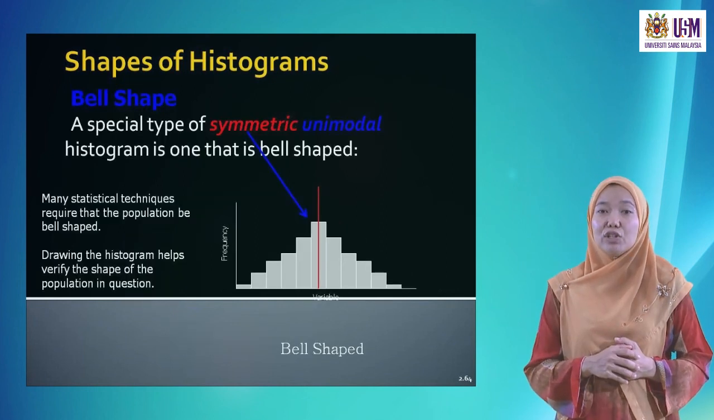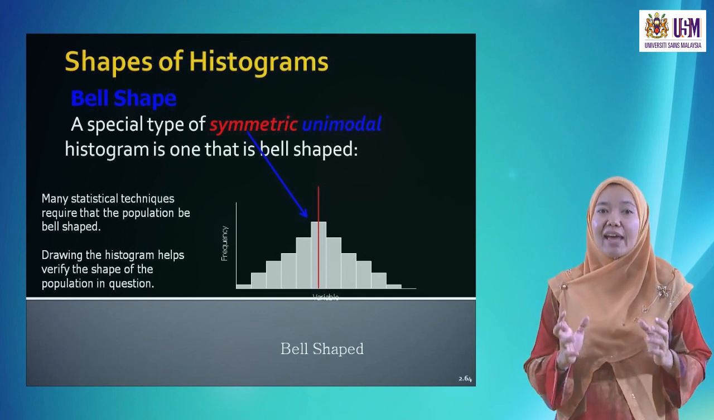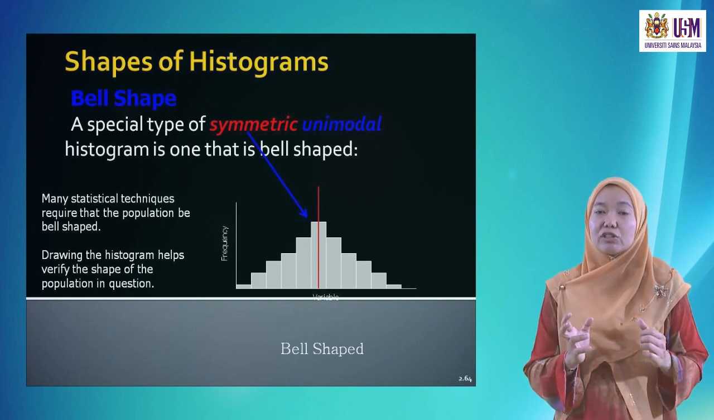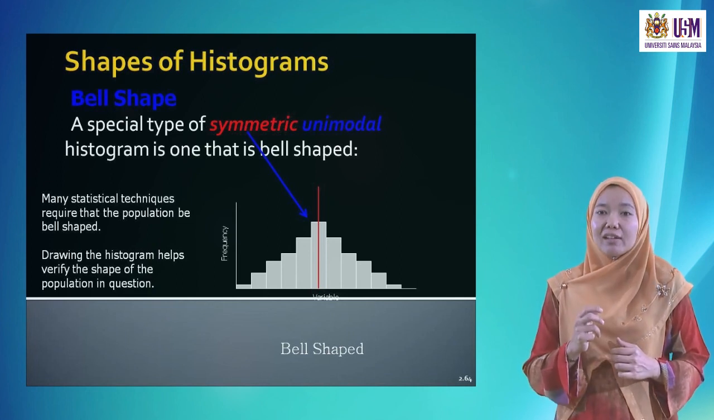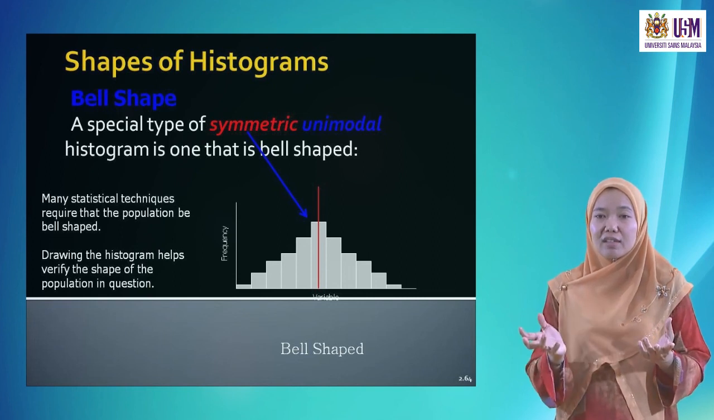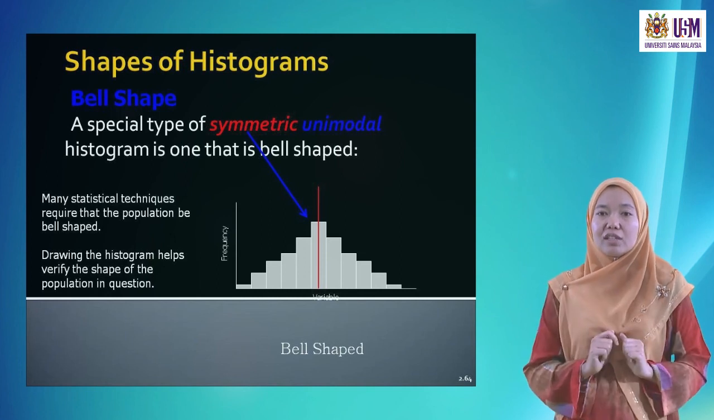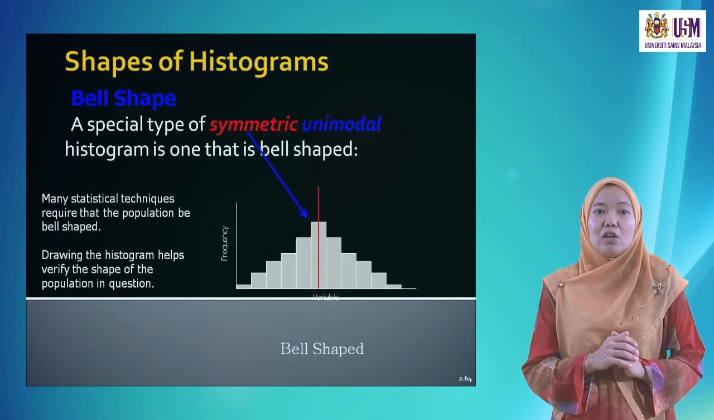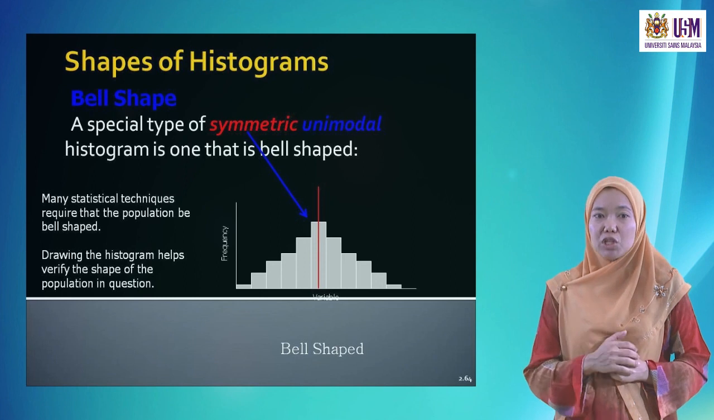When we discuss the different shapes of histogram, what we are most interested in is a bell-shaped histogram. A bell-shaped histogram is a special type of symmetrical unimodal histogram that is bell-shaped as shown on the screen. So you have the right-hand side equal to the left-hand side, and you have a red line to show that it's symmetrical, and then you have only one peak, so it's unimodal. Many statistical techniques require the population to be bell-shaped.